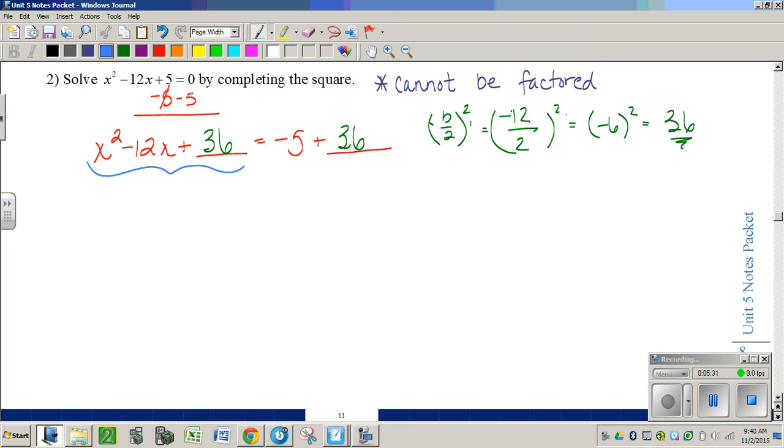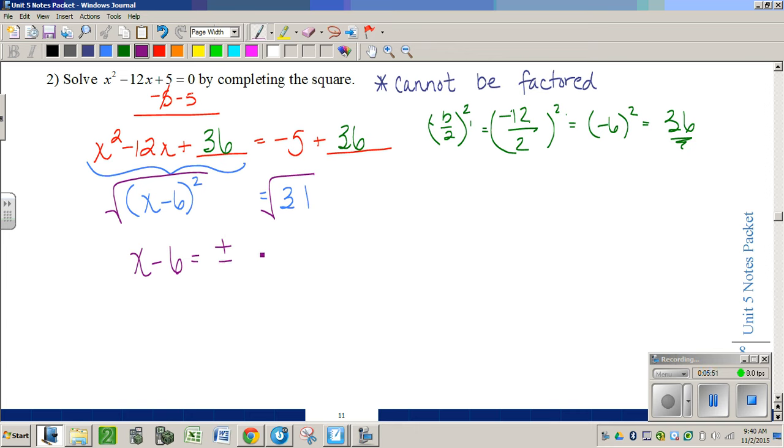So on the left-hand side of my equation, I have a perfect square trinomial. That factors x minus 6 squared. And on the right-hand side over here, I have 31. Remember, in order to undo a squared, I'm going to take the inverse operation, the square root. So this becomes x minus 6 equals plus or minus.